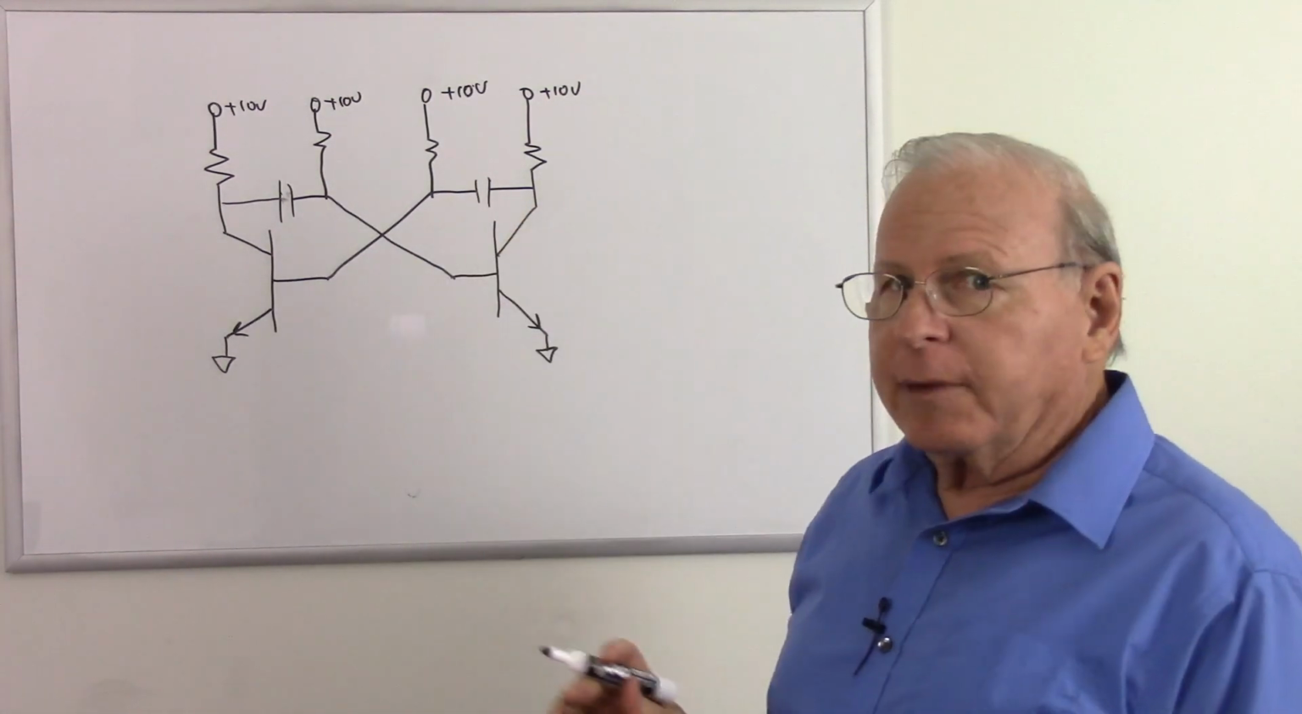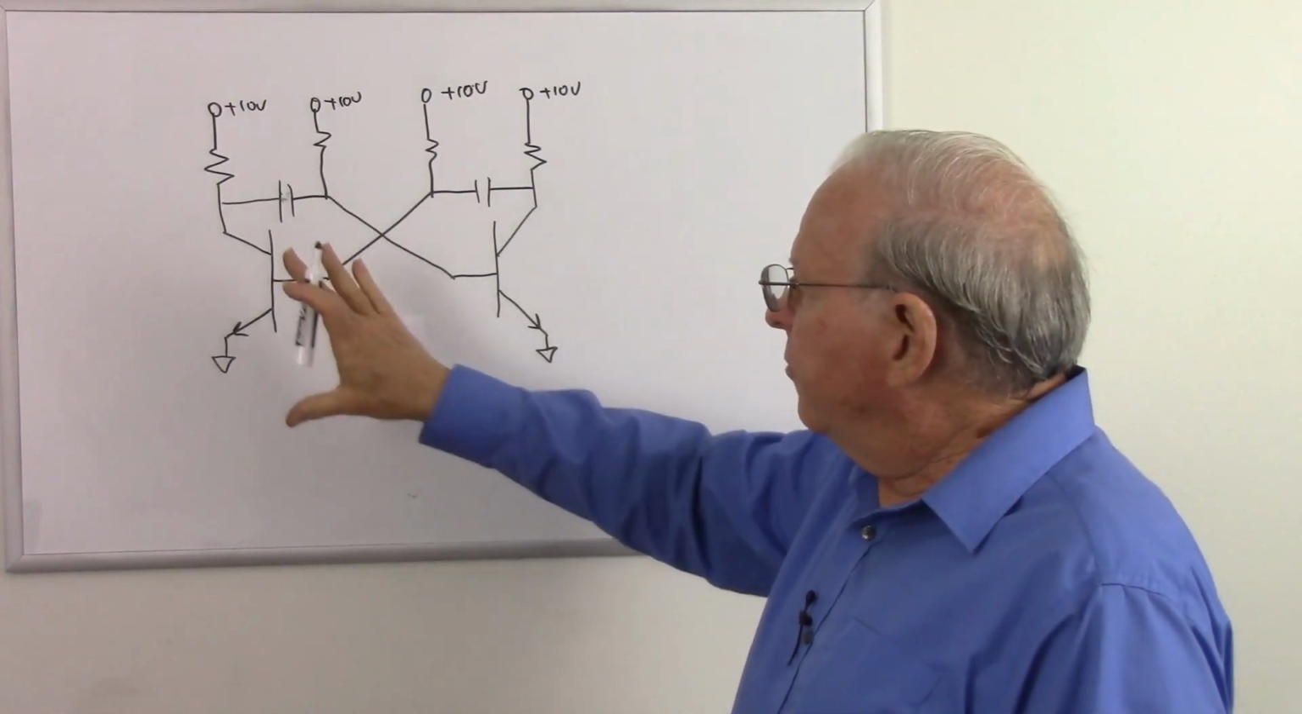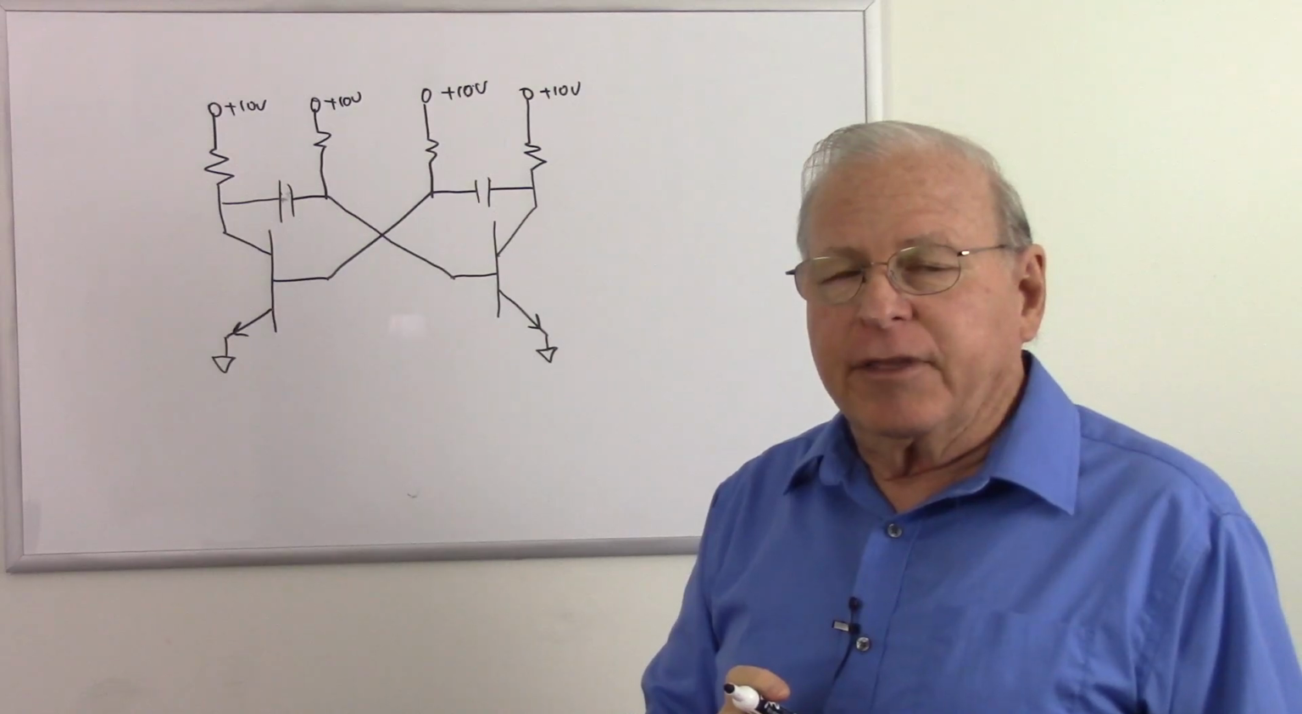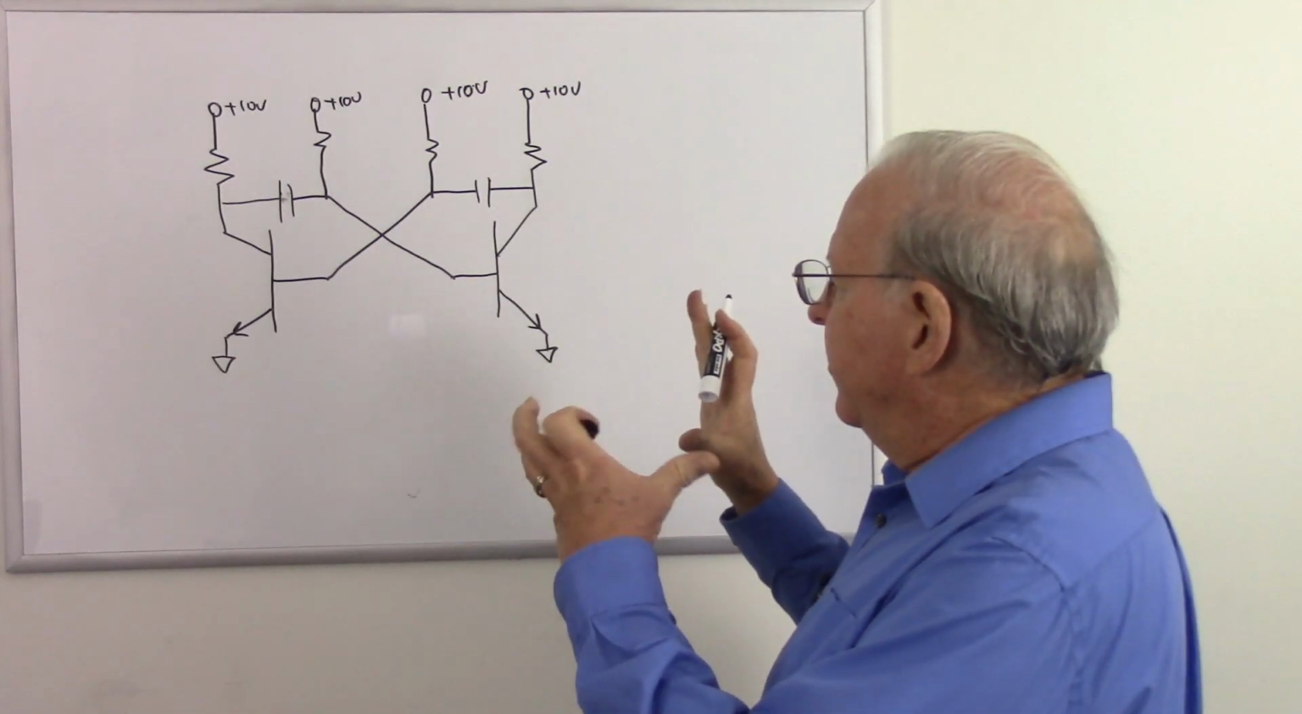So we're going to power it up, and what's going to happen? Well, if these transistors were perfect and the resistors were perfect and the capacitors were perfect, nothing would happen. It would just sit at some steady state.